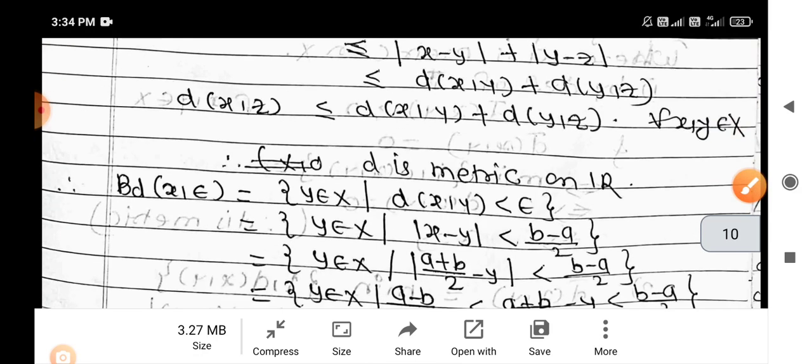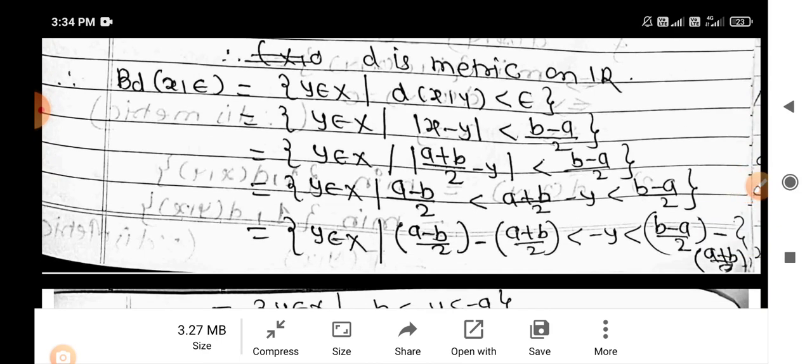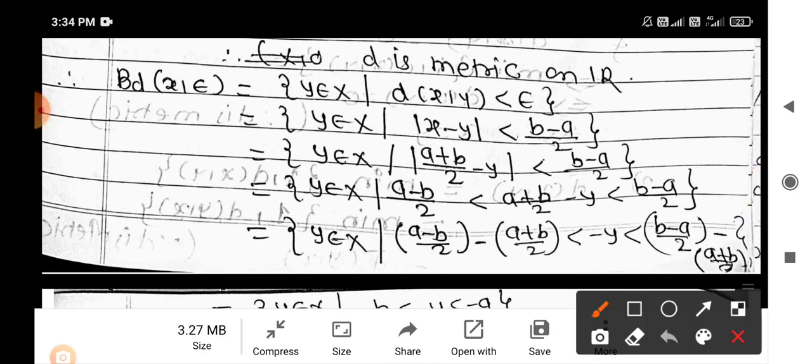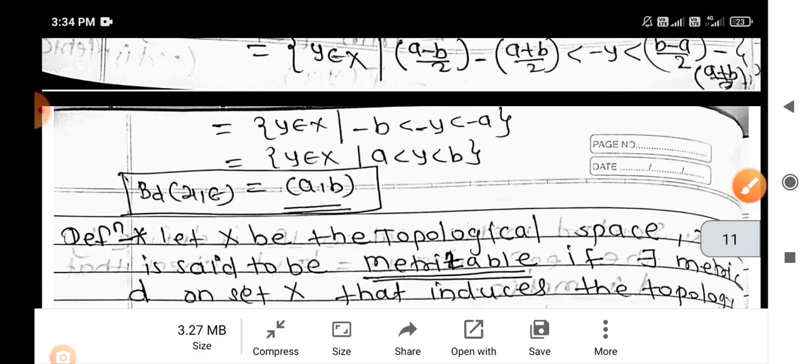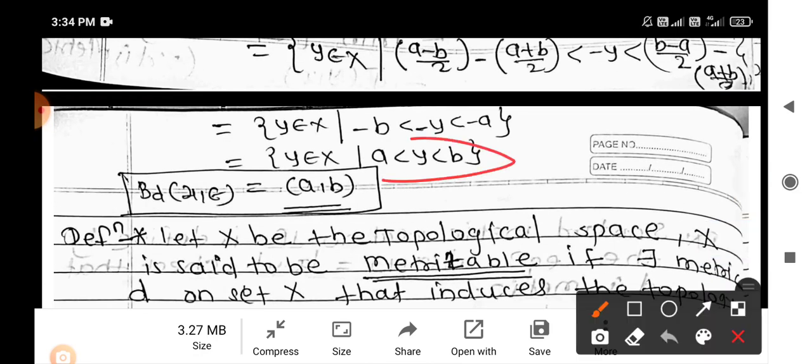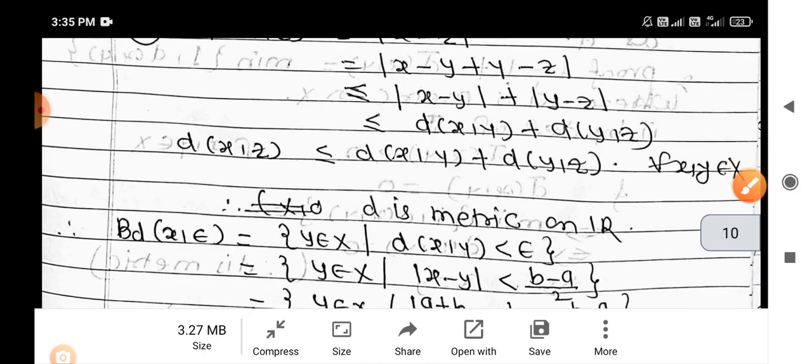It is a proof. That is an open ball around x having the radius epsilon with respect to the metric space satisfying this condition. Substitute the value of d of xy, it is (b minus a) upon 2, and solving this condition we have the same basis element, it is nothing but that open ball. So these two open balls are the same, therefore the topology induced by this metric and the corresponding order topologies are the same.